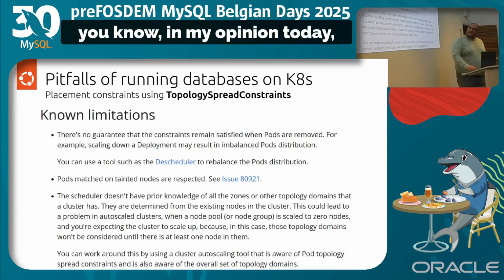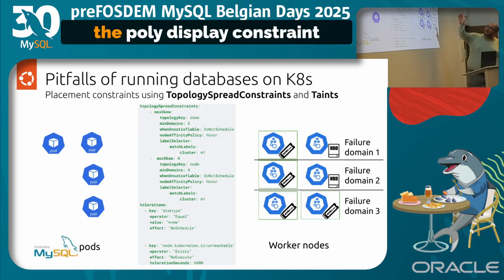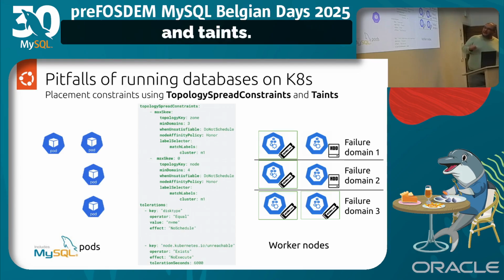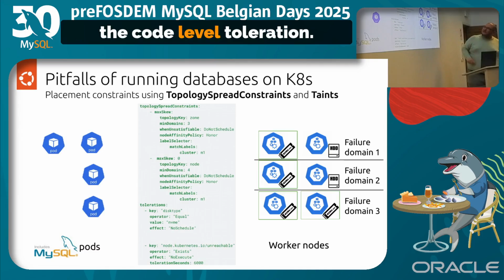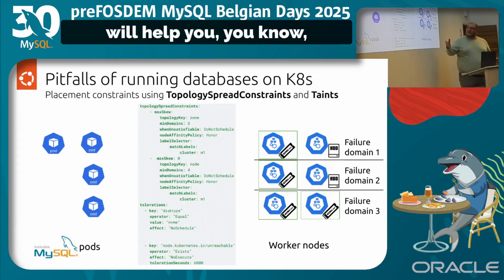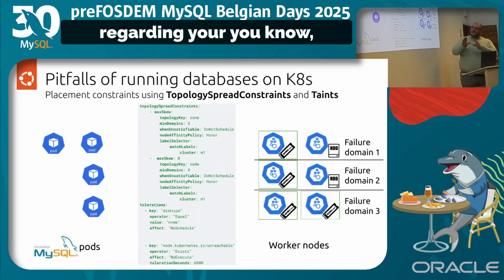And in my opinion, today, the best that you can do on Kubernetes is to use both topology spread constraint and taints and tolerations, because taints are on the node level and their equivalent on the pod level are tolerations. So topology spread constraint will allow you to have this spread logic, and tolerations will help you make sure that some constraints regarding your nodes are respected.